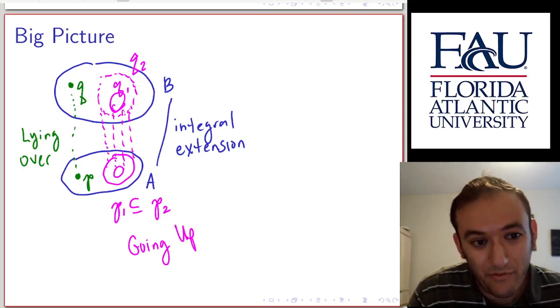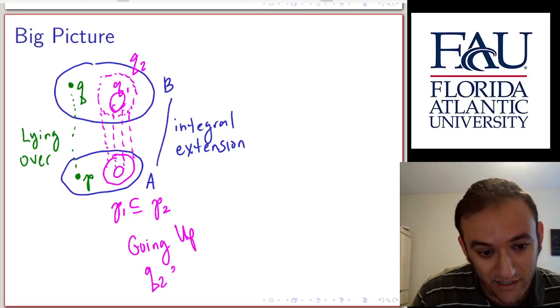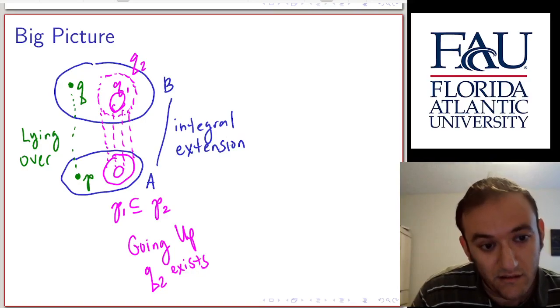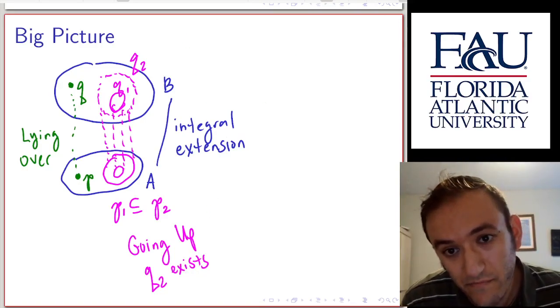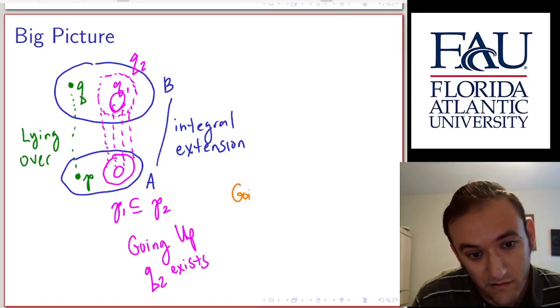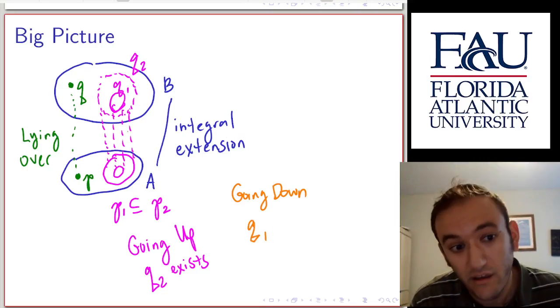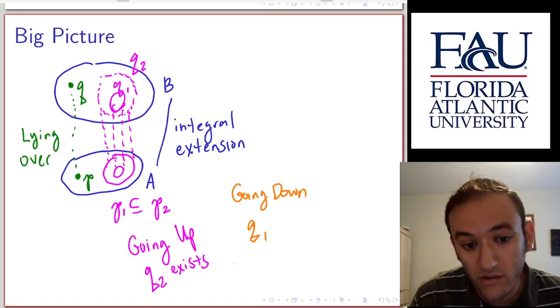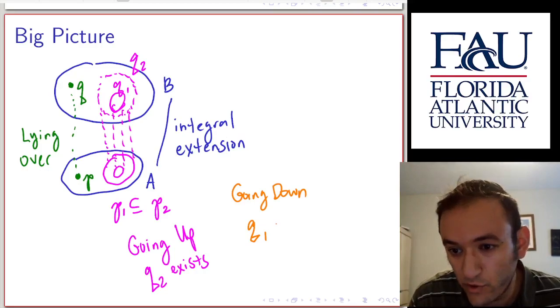As for the going down theorem, the going up theorem says that Q2 exists, and the going down theorem says that in fact Q1 exists. So if we have a Q2 corresponding to P2, then we can find a Q1 corresponding to P1, but this is only satisfied under much more stringent conditions.